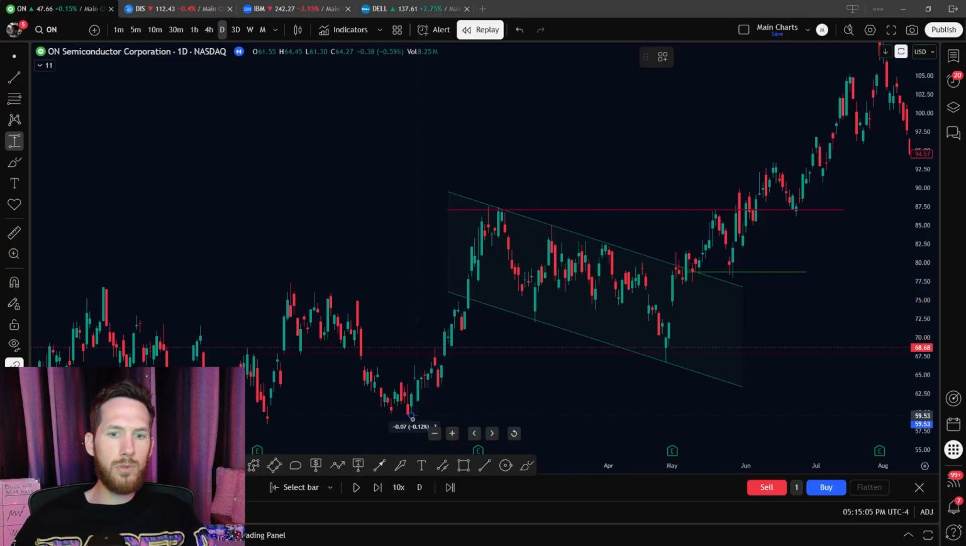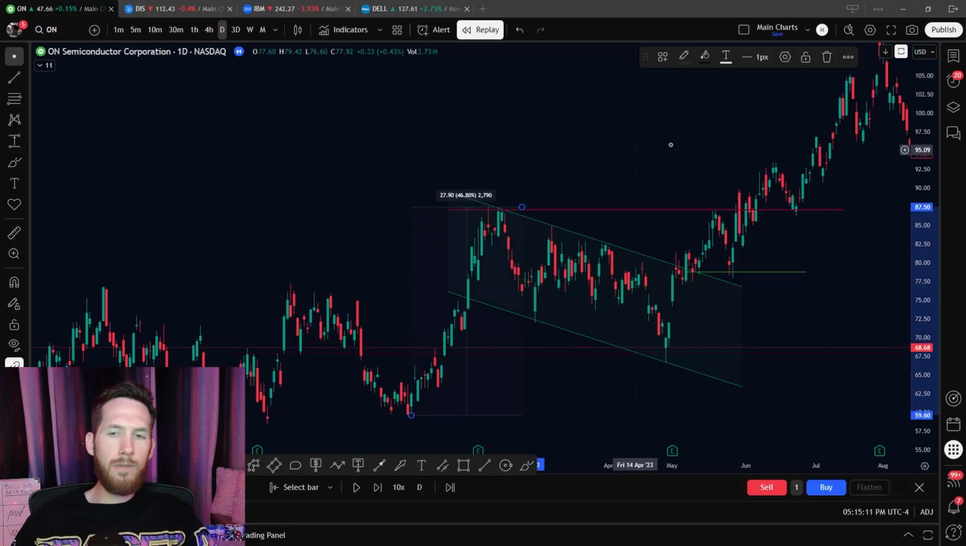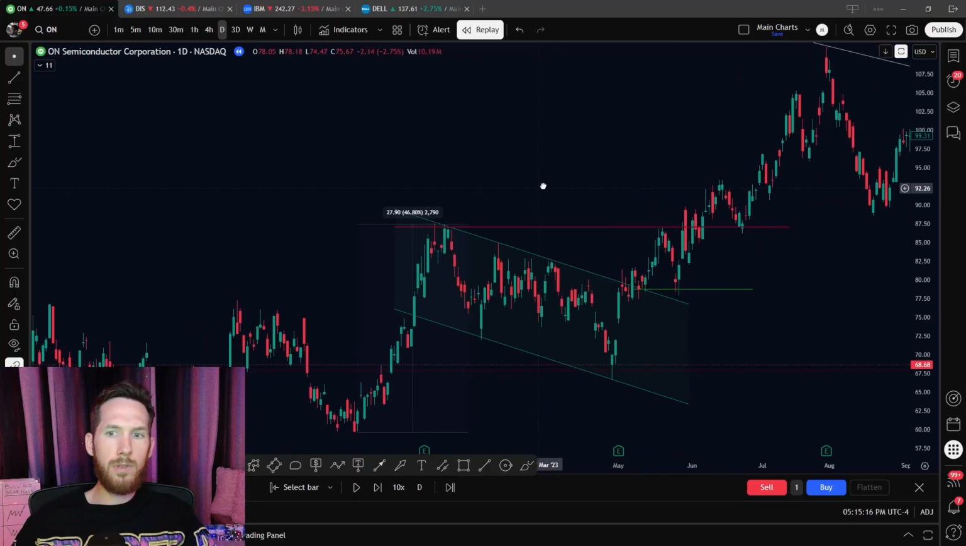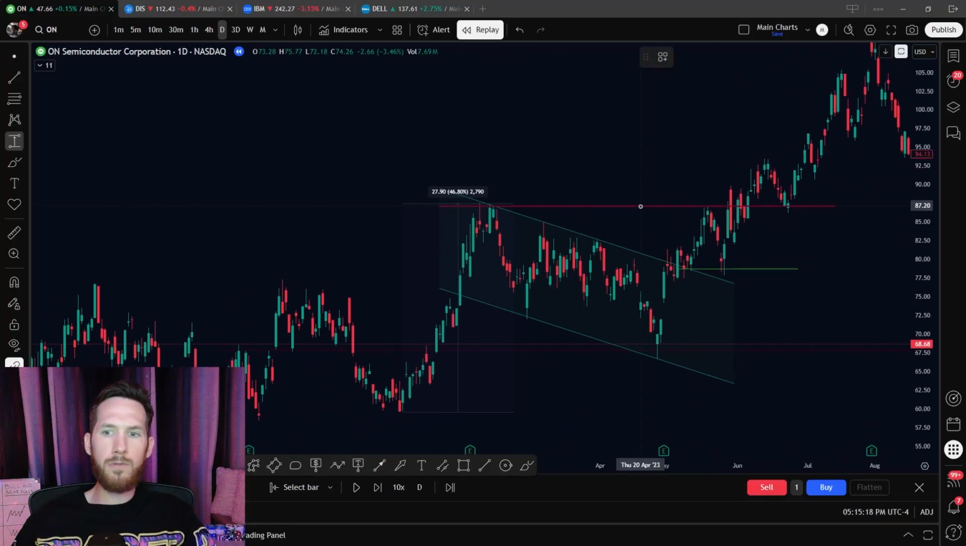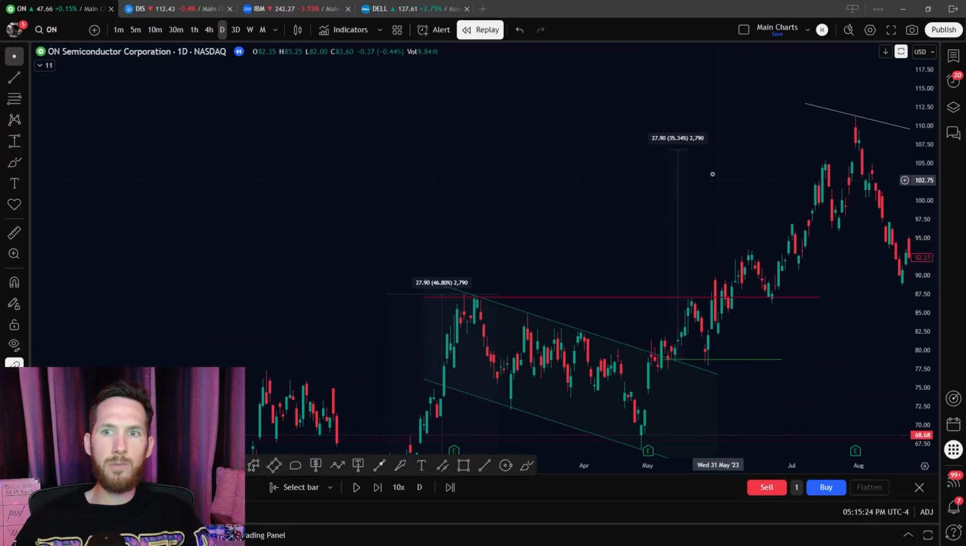So what we're going to do is measure from the base of the move to the top of the flagpole. So it's roughly $27.90. Let me move this over a little bit. Then we're going to measure from the breakout level, which is right here, and we're going to measure exactly $27.90. I need to move the chart just a little bit.